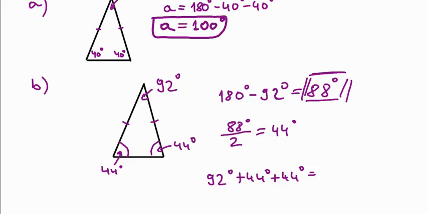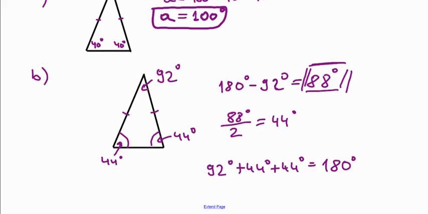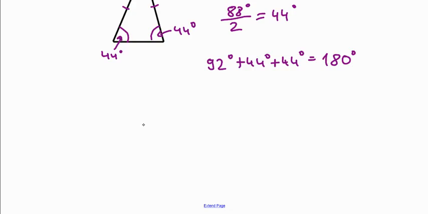92 plus 44 plus 44, and we do get 180. So you can always check at the end if you did the question correctly. And that is it. The most important message here is that you remember that all angles, so angle A, angle B plus angle C, add up to 180 degrees in a triangle.